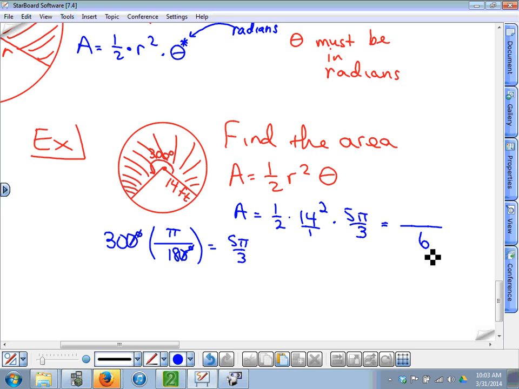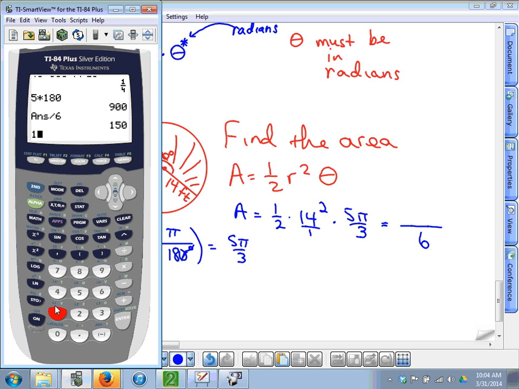So we're going to have a 6 on the bottom. On top, 1 times 14 is 14, but you have to square it first. So 14 squared, then you times that by 5, and then you times it by pi, so it's 980 pi.